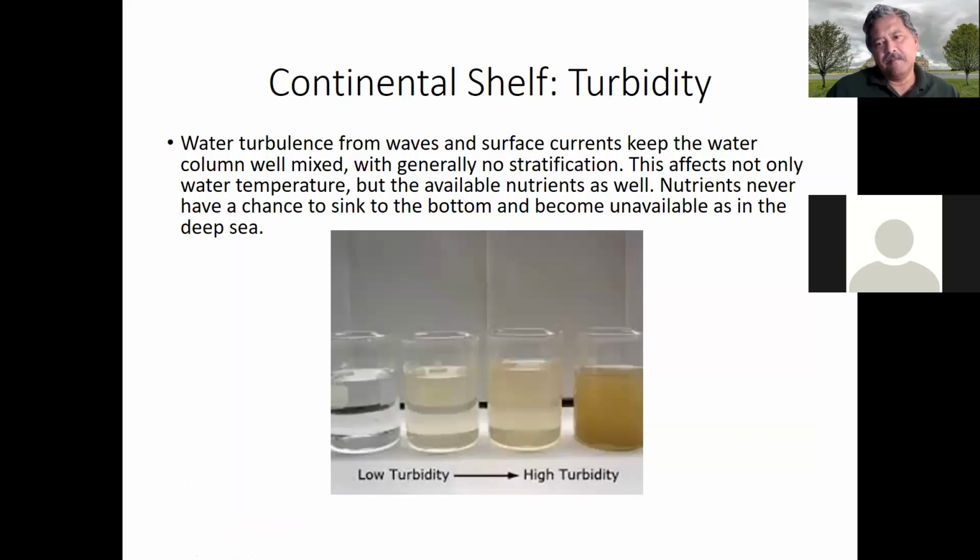All right. Turbidity is also a factor. It says here, water turbulence from waves and surface currents keeps the water column well mixed. That is to say, in the continental shelf region, there is generally no stratification or layers. This affects not only water temperature, but the available nutrients as well. Nutrients never have a chance to sink to the bottom and become unavailable as in the deep sea. So that's a good thing for the organisms that live in the water, because you need nutrients in order to have organisms grow.